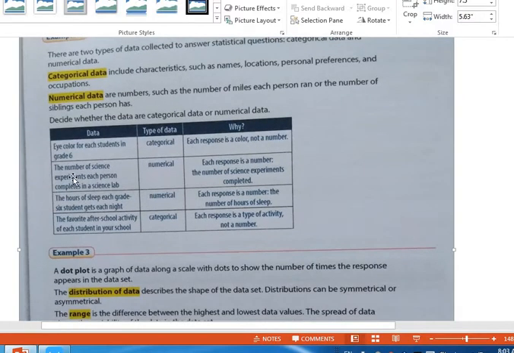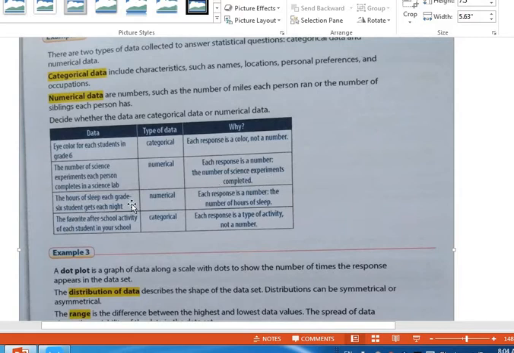Eye color of each student in grade 6. The answer will be categorical because each response is a color, not a number. Do you know the difference now? The number of science experiments each person completes in a science lab. Here it is a number, so it's numerical. Each response is a number, the number of science experiments completed.